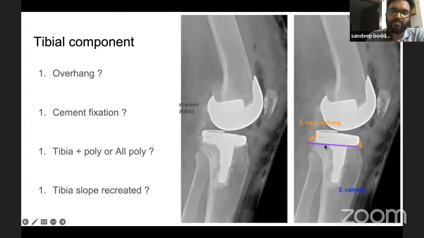And also sometimes, for example, if we take Vanguard or Oxford, we take 10 degrees posterior slope in Oxford, whereas 3 to 5 degrees slope in PFC and all. So this slope even varies with implant design. That's why we have to know what is the slope of the native implant design. We have to identify the implant also.